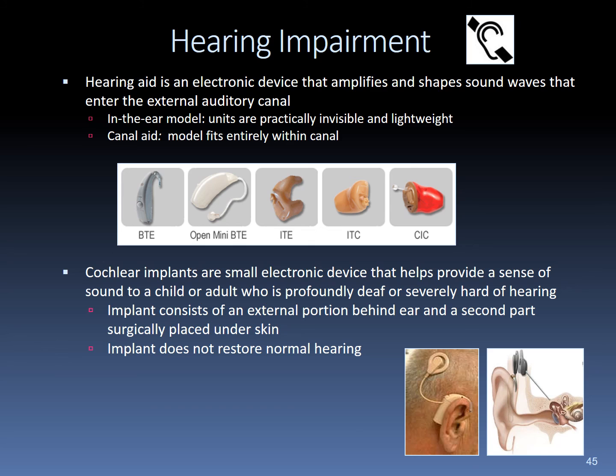The canal aids models fit entirely within the canal and hardly are visible. Also, there are cochlear implants that are small electronic devices that are surgically implanted, and they provide a sense of sound to a child or adult who is profoundly deaf or severely hard of hearing. Implants consist of an external portion behind the ear and a second part that's sometimes surgically placed underneath the skin. These implants do not restore normal hearing. However, they allow them to be more sensitive to sound waves.